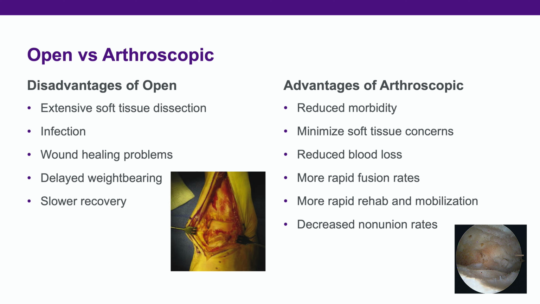There's been a trend recently for arthroscopic debridement and fusion. The disadvantages of an open versus an arthroscopic approach include extensive soft tissue dissection, infection, wound healing problems, delayed weight bearing, and slow recovery. The advantages of arthroscopic, by comparison, are reduced morbidity, minimized soft tissue damage, reduced blood loss, more rapid fusion rates, more rapid rehab, and decreased non-union rates.